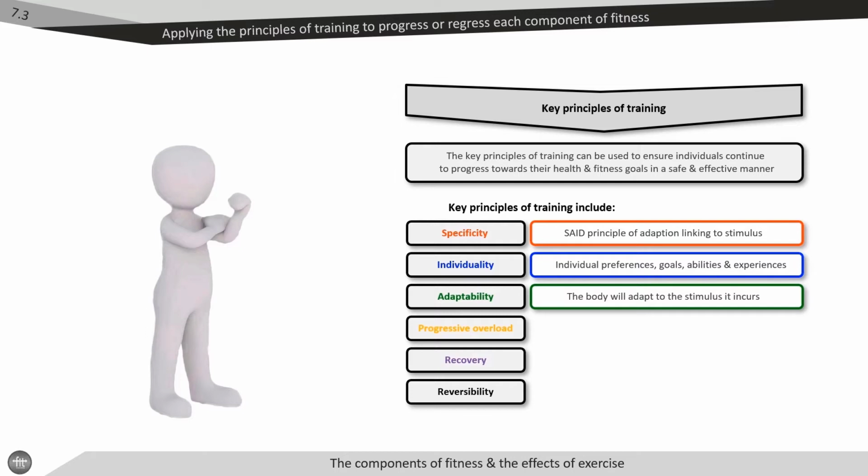Adaptability is where the body reacts and adapts in accordance to the specific training stimulus placed upon it. Everybody will respond and adapt differently at different rates, and this must be programmed for. This is achieved through monitoring an individual's progress over time and making appropriate changes when necessary.